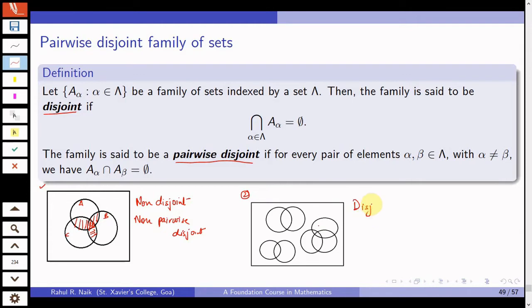It is true that it is disjoint, but is it pairwise disjoint? Can you see that every pair of this family of sets has an empty intersection? Not true, because if you can find at least one pair, that is at least two sets whose intersection is non-empty, then you can see by definition that this family is not pairwise disjoint. So here you can see that this pair is a non-empty pair, and therefore this is not pairwise disjoint.